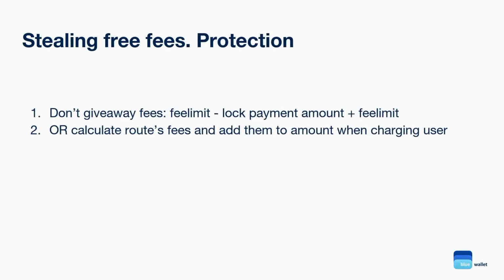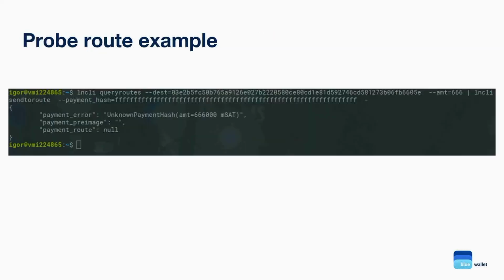How do you protect? You don't give away free fees. The way I do it is I lock away the user's balance, the withdrawal amount plus the fee limit. So if the user wants to withdraw 100 satoshis and the fee limit is 1%, I lock 101 satoshis. And this 1 satoshi will go towards fees, if any. You might be a little bit smarter than I am, so you can calculate the actual route's fees and ask the user whether he's willing to pay this exact route with these exact fees. Theoretically, this is how we would do this.